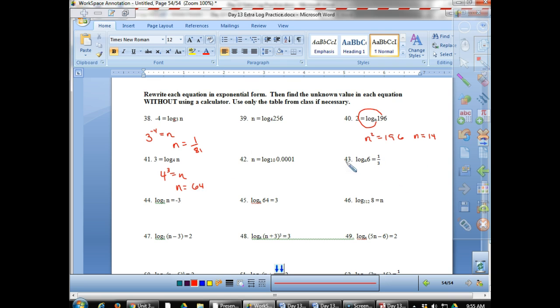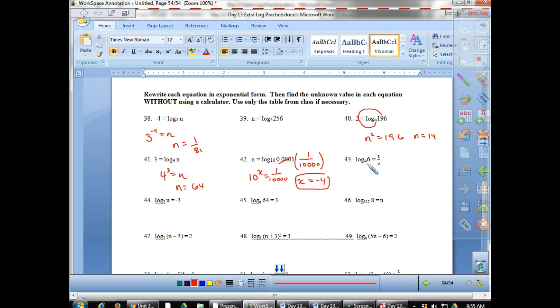Now I do want to do 42. I've kind of been skipping around, but I want to make sure you remember how to do this. This is really the tenths position, hundredths, the thousandths, and the 10,000. So it's really 1 over 10,000. That's important because you're really replacing that with that. So I need 10 to some power, and I know it's going to be negative, and it's going to have 4 zeros. So it's going to be x is a negative 4.